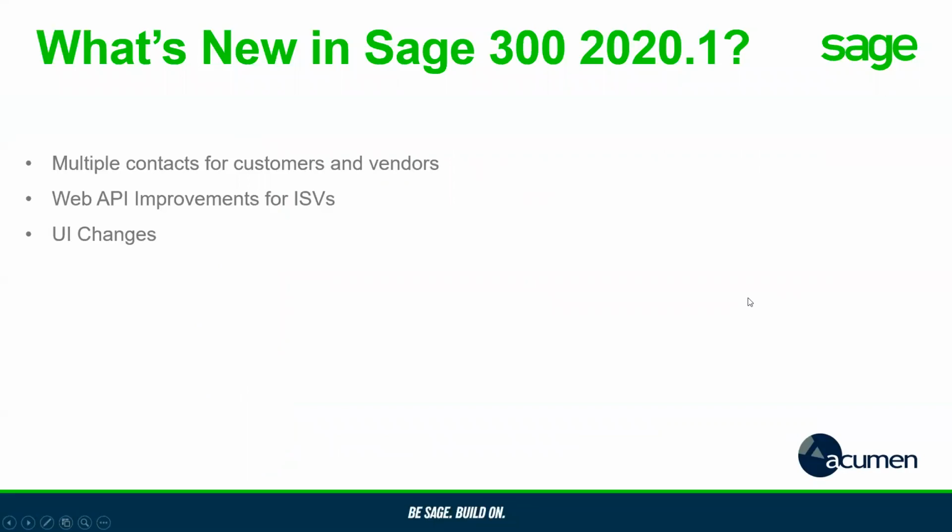Now in 2020.1, which is a product update, so not a full release, but a release of some enhancements to the 2020 version, they've released really kind of three things. One of them I think is very, very big for all customers, and then the other two are very important for customers that are using what we call an ISV.